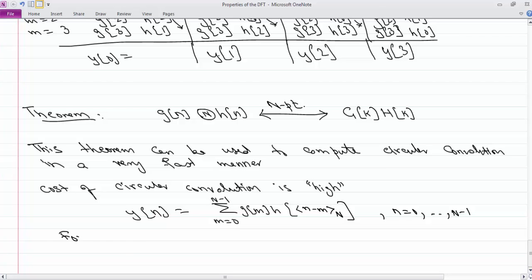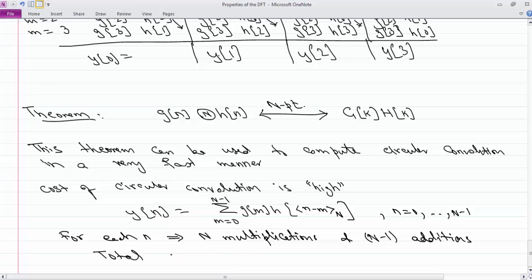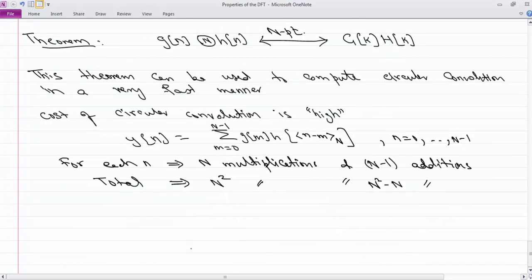So for each n, there are n multiplications and n minus 1 additions. It means the total cost is, you have n values, so that's n squared multiplications and n squared minus n additions. Okay. That's high for the same reason we talked about computing DFT directly is costly.